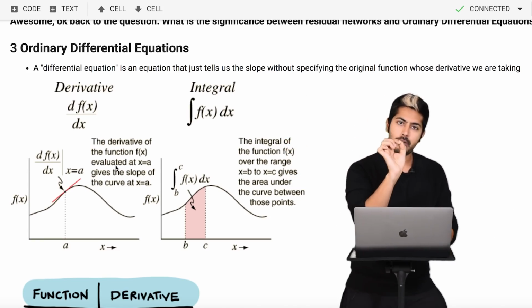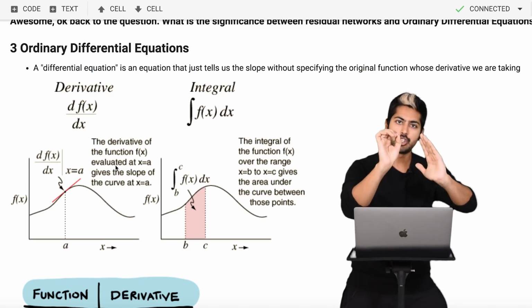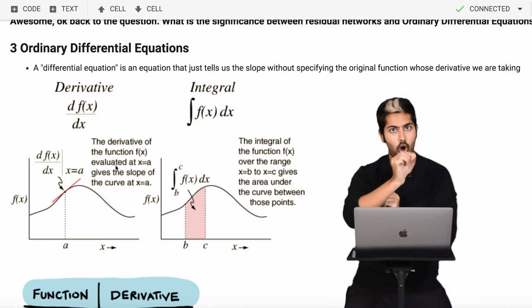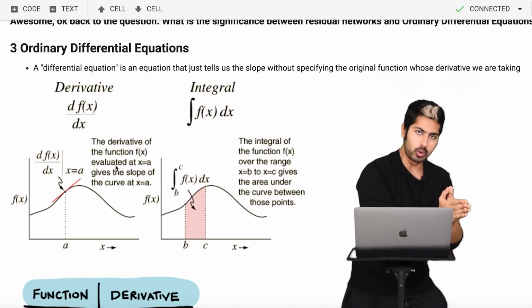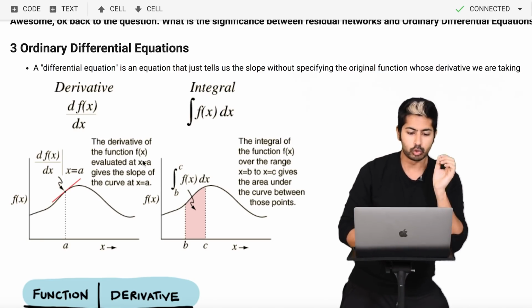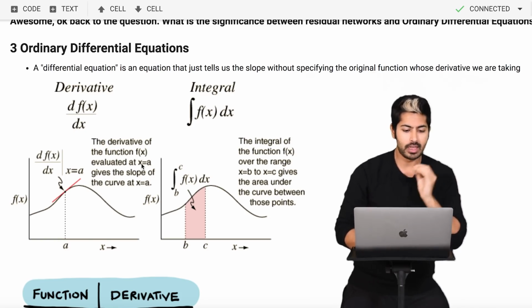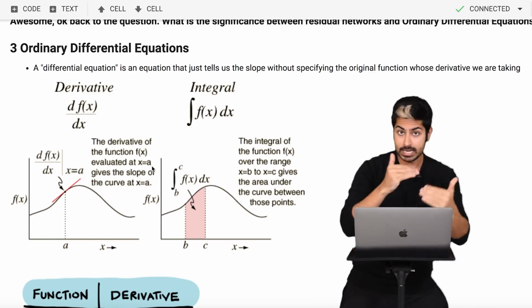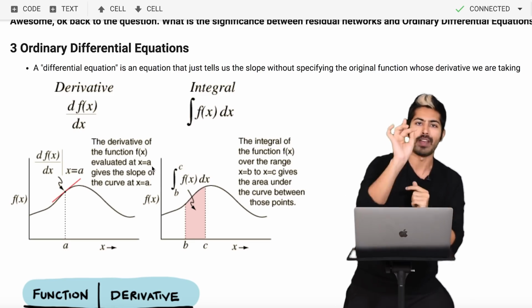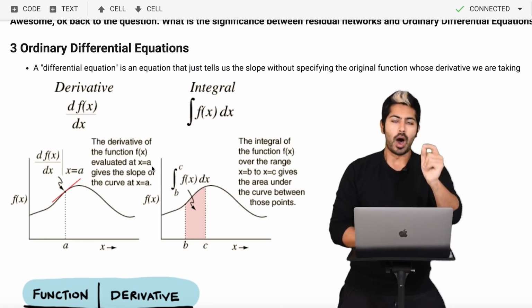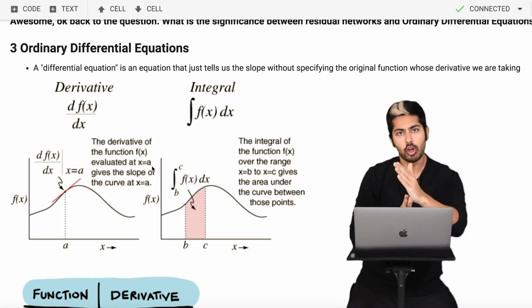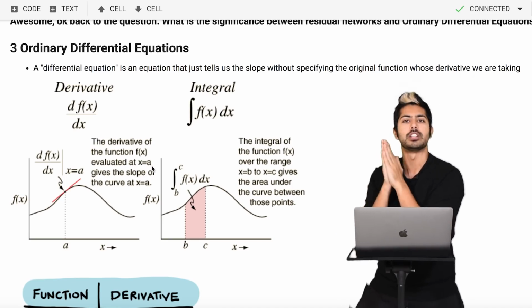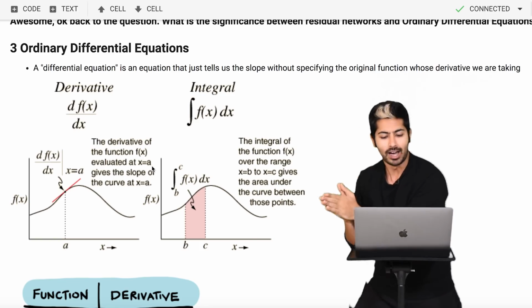If we want to find the slope of the tangent line to any point on that function, that slope is the derivative. The derivative of the function f of x evaluated at x equals a at any point gives the slope of the curve at that point. Why does this matter? Because if we differentiate a function at any point, it gives us a slope, and that slope tells us the direction that function is moving at that specific point in time.